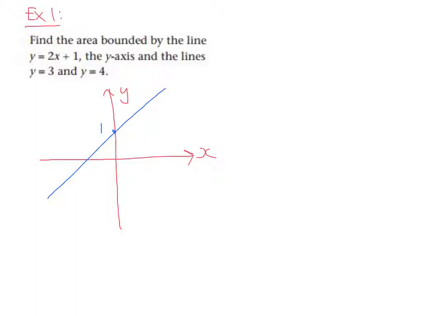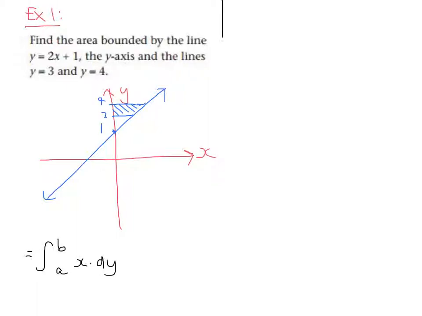It's between that line, the y-axis, and the lines y equals 3 and y equals 4. Knowing that it goes through 1, there's 4 and there's 3, and that's the area we're wanting. So that's the line. Our area is equal to, from B to A, which in this case is 3 and 4, x dy.